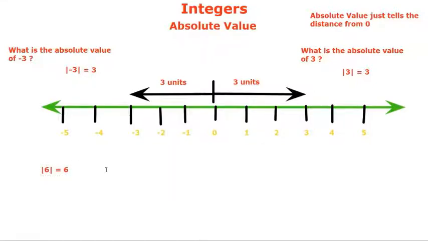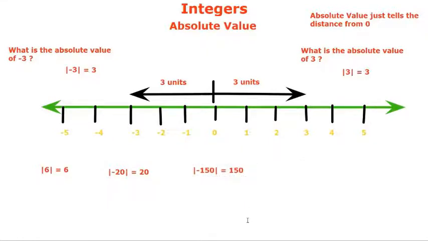Now let's check for another question. What is the absolute value of minus 20? As it is 20 units away from 0, we'll say it is 20. And our last question is, what is the absolute value of minus 150? As it is 150 units away from 0, we will say that it is 150.